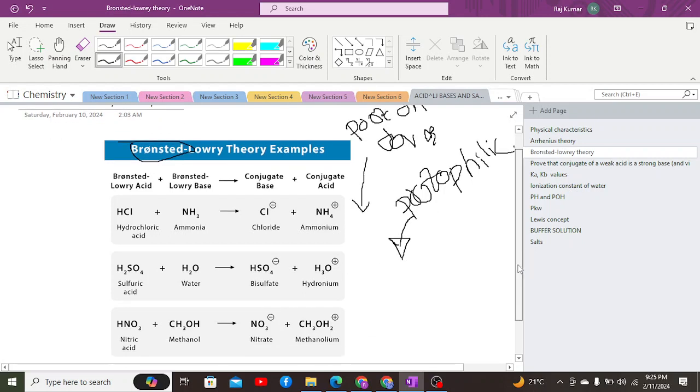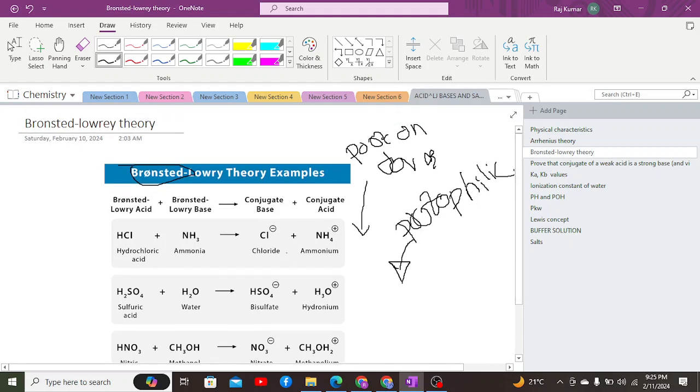Now in this case, he also provided another concept about conjugate acid and conjugate base, such that if you have HCl and ammonia reacting together, HCl will donate its H ion towards ammonia, due to which it will become ammonium ion. On the other side, chloride would have a -1 charge, due to which it will become chloride ion.